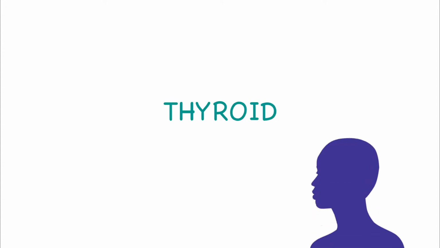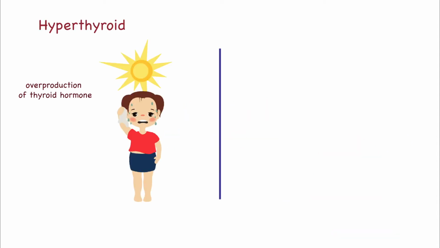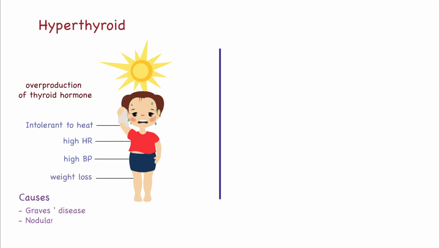In this video, we'll talk about hypo and hyperthyroid medications. In hyperthyroid disease, there is overproduction of thyroid hormones. Patient will be intolerant to heat, have high heart rate and blood pressure, and will experience unexplained weight loss. Causes can be Graves' disease, nodular thyroid disease, or subacute thyroiditis.